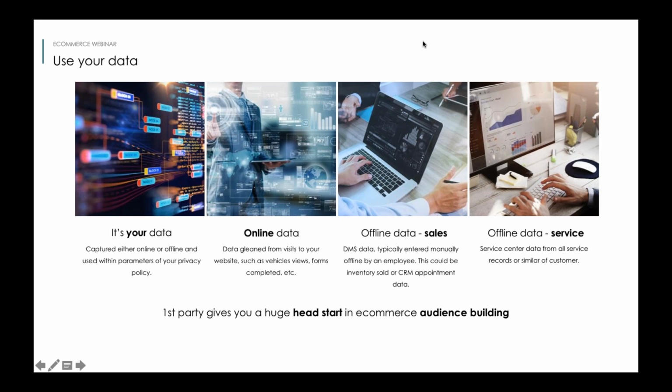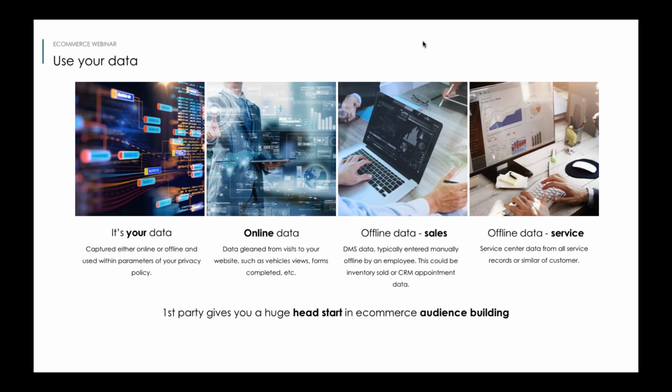So that's one thing I kind of want to incorporate in terms of that. So online data. This would be data that's gleaned from visits to your website, such as views, completions. This is where the cookies come in, and you're able to do a lot of the personalized efforts down the road. But this data, its definition is essentially taken from visits to your website. So that's how you would learn about that.